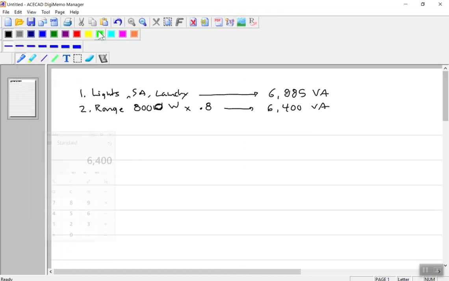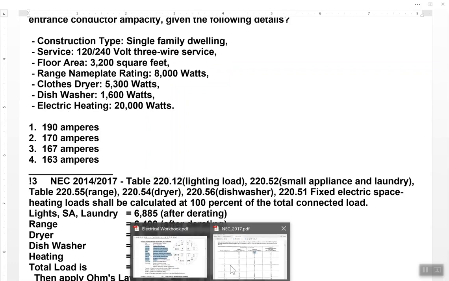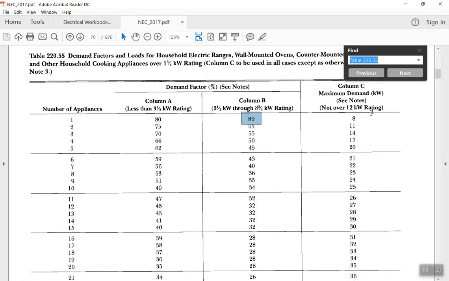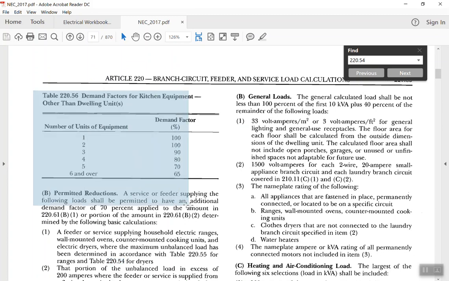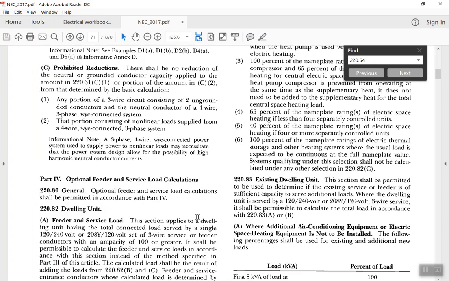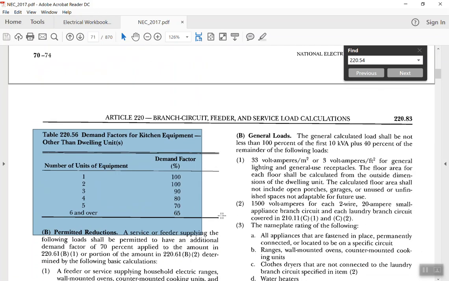Okay, good. So the next thing listed after the range, I believe, was a dryer. And sure enough, a dryer, 5,300 watts. Now there's a code reference on that, 220.54. Let's just turn there real quick, because that one is on the exam, and they like using the table associated with that one. Actually, the kitchen equipment's on there too, but let's see where we're at. 220.54 is where we're going.